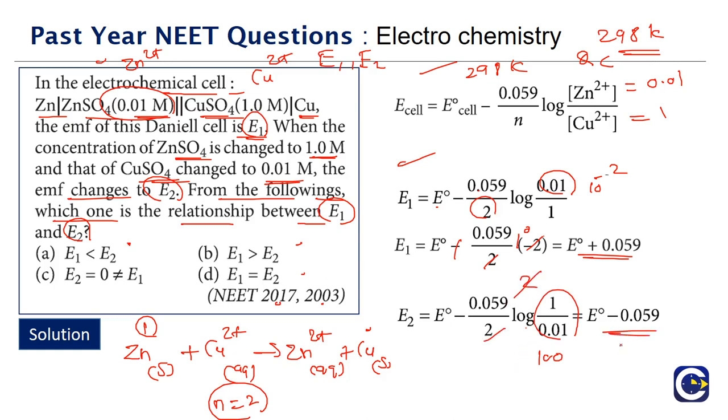So E2 is what? E0 minus 0.059, which tells us that for E1, to E0 we are adding some number. For E2, from E0 we are subtracting some number. So the relation that we can clearly say is E1 is going to be definitely more than E2, whatever be the value of E0. So E1 is E0 plus something, right? And E2 is E0 minus something. So the E1 value will be definitely more than E2. So the correct relation is option B. So this question we are able to solve by using the Nernst equation.